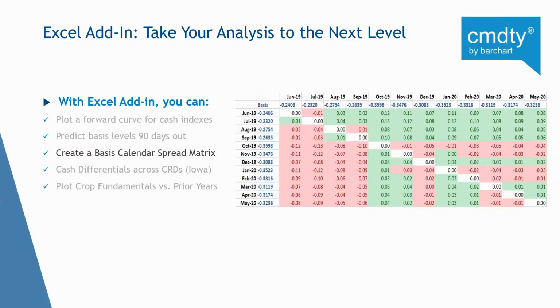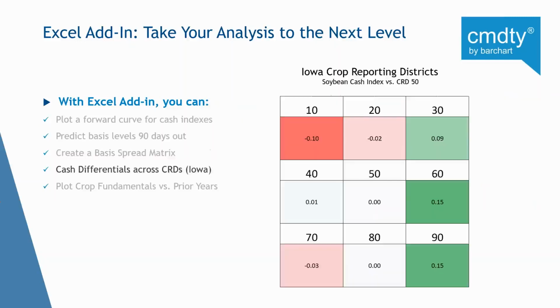You might also want to create a calendar spread matrix on basis, and you can see here where the basis carry is strong in green or weak in red, and very quickly, it's almost like a heat map where you can very quickly see where it's strong and where it's not. And again, you could do that on basis. You could do it on cash prices. You can do it at any geographic level that you wanted to do it on.